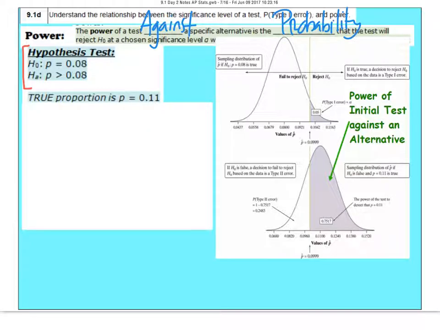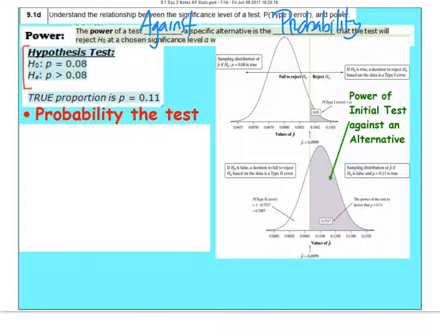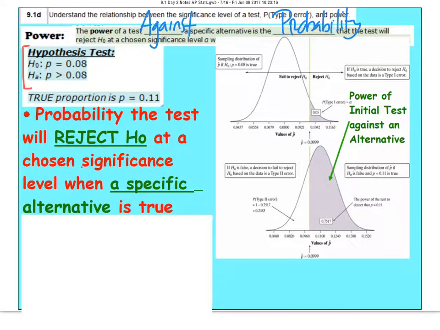So by definition, here's power again, another way to say it. It's the probability the test will reject H sub 0 at a chosen significance. So the power that we're going to reject this at a chosen significance, but be careful, when a specified alternative was actually true. In this case, 0.8 wasn't true, it was really 0.11. So let me show you a picture of it, because I think the picture is really where you see power.